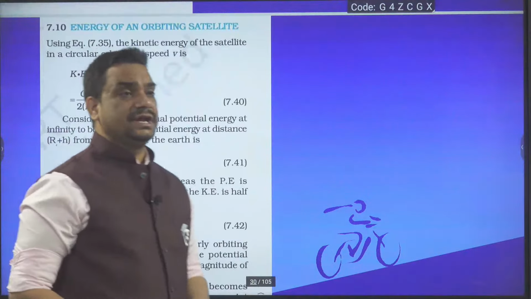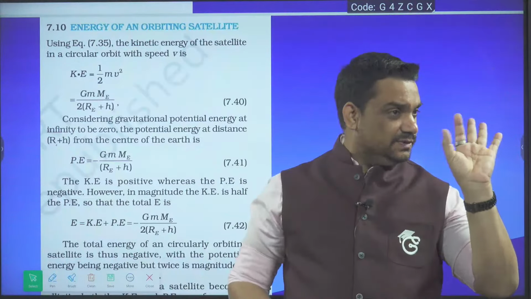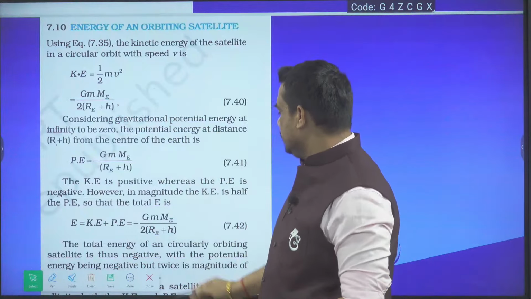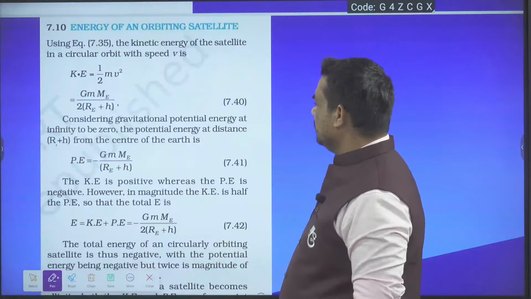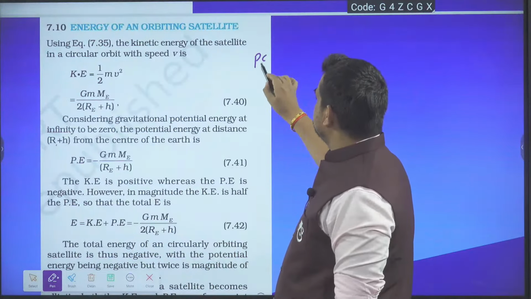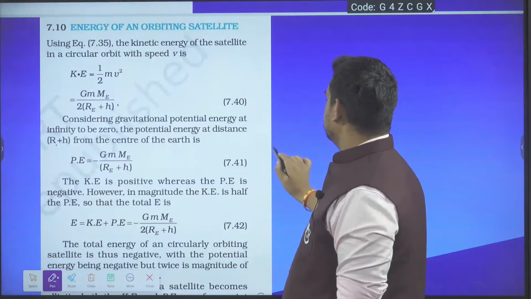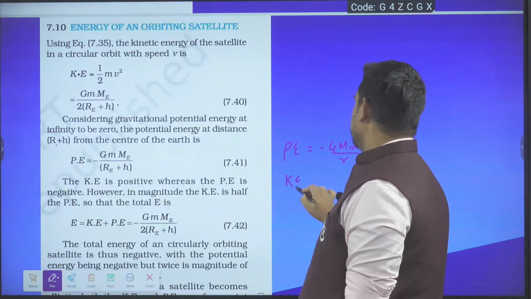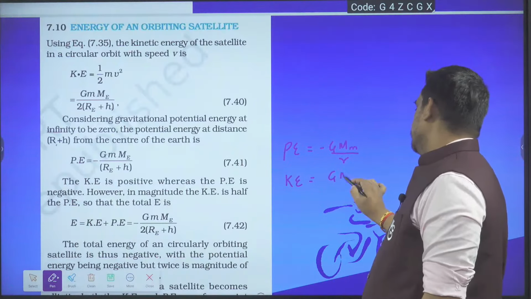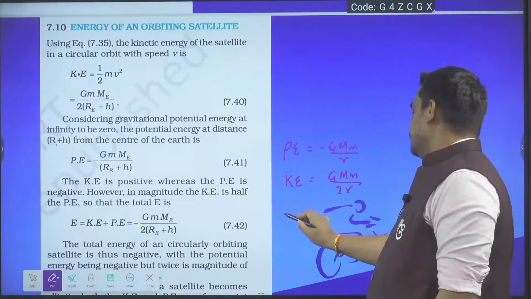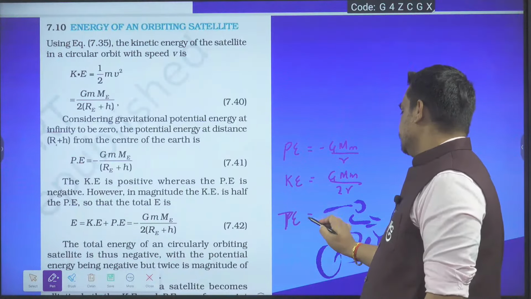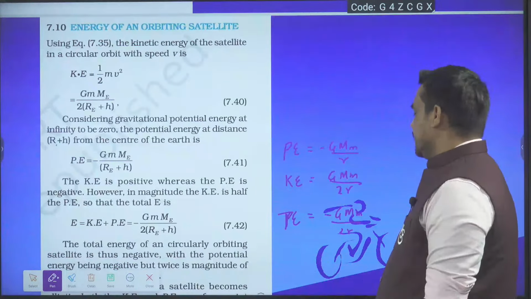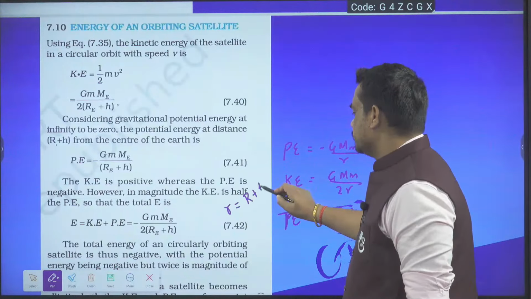Energy of an orbiting satellite. Kinetic energy, you will remember, is simply half mv square. Now these are the formulas, but I will say you can remember the formulas in a much easier way. Potential energy is simply minus G Mm by r. Kinetic energy is equal to G Mm by 2r, and total energy becomes minus G Mm by 2r. Here small r is nothing but R plus H, as they have written.